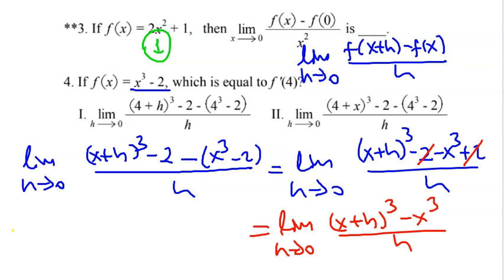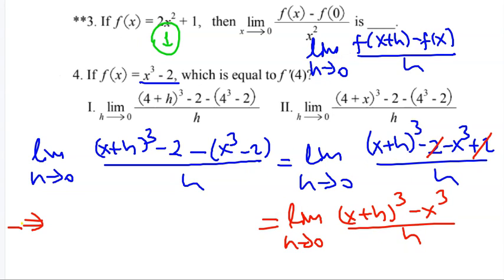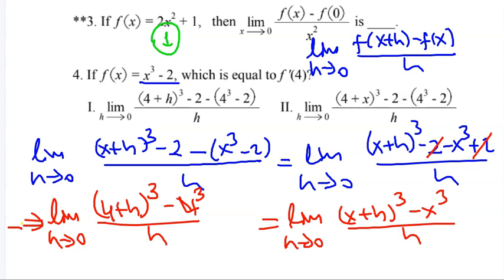But it says evaluate this at x equals 4, which means you're going to replace this x by 4. So we get the limit as h approaches 0 of 4 plus h cubed minus 4 cubed over h, which gives us the evaluated value of f prime of 4. All right, so which one is the correct answer? Yes, this one. No, this one is the correct answer.